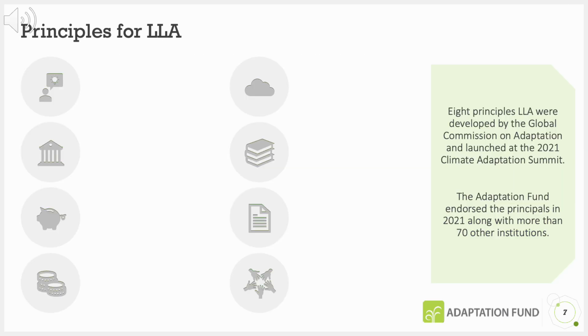8 principles for LLA were developed by the Global Commission on Adaptation, GCA, and launched at the 2021 Climate Adaptation Summit to guide and promote LLA. The Adaptation Fund endorsed the principles in 2021, along with more than 70 other institutions. The 8 principles are: devolving decision-making to the lowest appropriate level, giving local institutions and communities more direct access to finance and decision-making power.